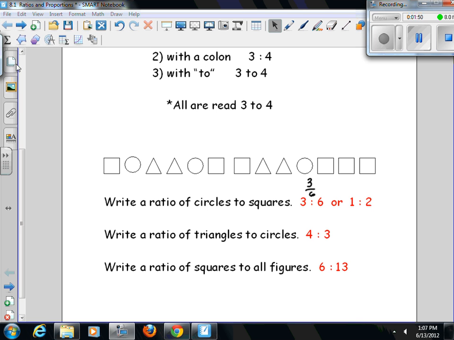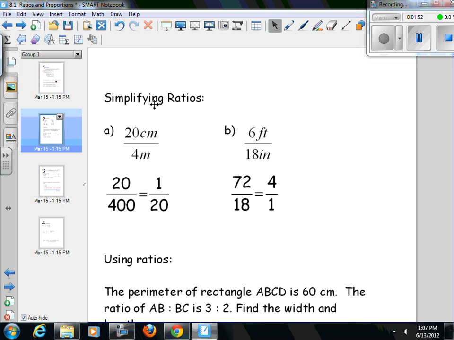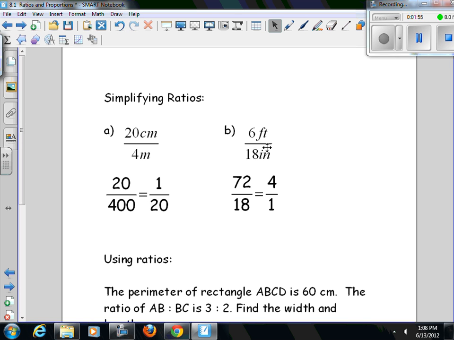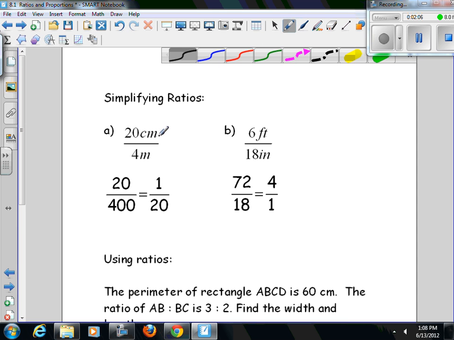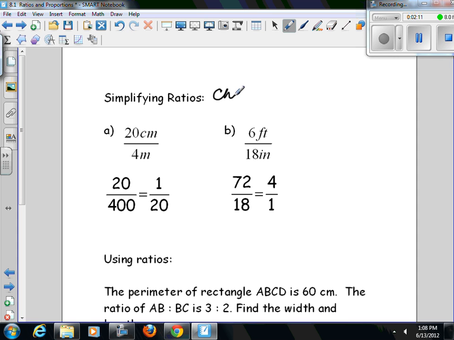So now let's move on to the next page. We are simplifying ratios. We have a ratio of 20 centimeters to 4 meters. Now the thing is, we have to have all of the units be the same. And so we can't have both centimeters and meters in the same ratio. So what I recommend doing is change to smaller units. Now, that's usually an easier way to go.